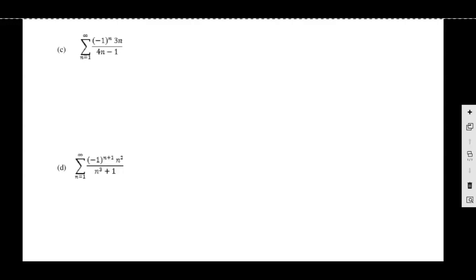Here we go. First thing we do, right, is always check. Does it alternate in sign? Yes. It does alternate in sign. That (-1)^n is what's going to do it. So then let's check. Is the limit going to be 0? Limit as n approaches infinity. Again, the plus or the minus 1, it doesn't really matter. We have the 3n over the 4n minus 1.